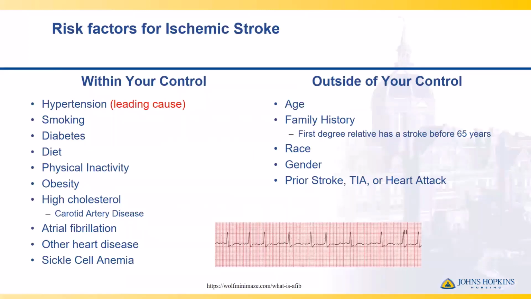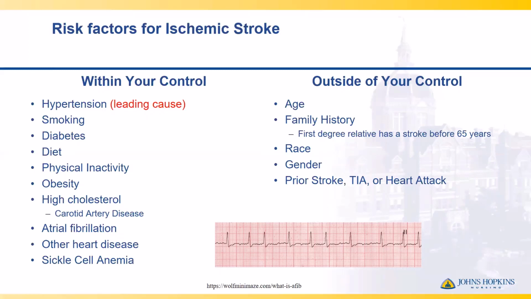As far as risk factors for ischemic stroke, we have some that are within your control and others that are outside of your control. For those within your control, hypertension is the leading cause of ischemic stroke. Other things within your control would include smoking, diabetes or having poorly controlled diabetes, a poor diet, physical inactivity, obesity, high cholesterol or carotid artery disease, having atrial fibrillation, and other heart disease or sickle cell anemia.